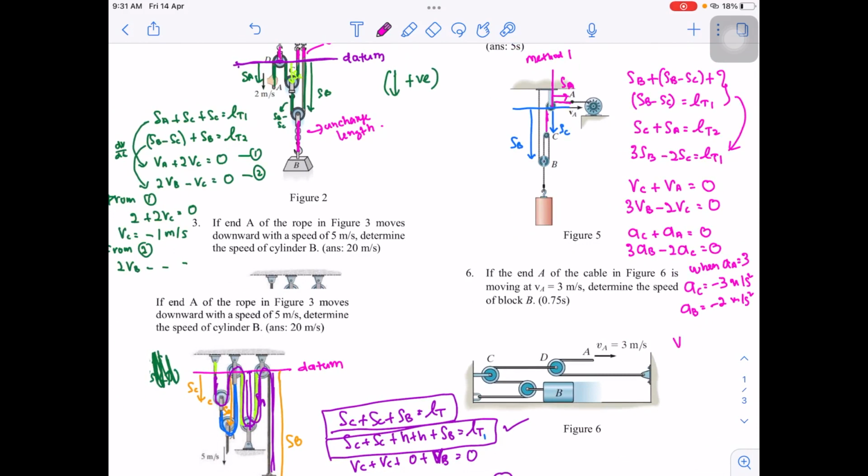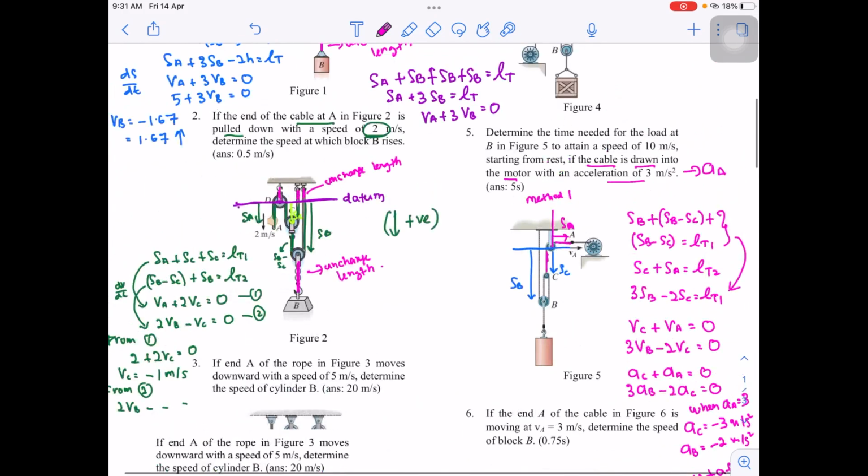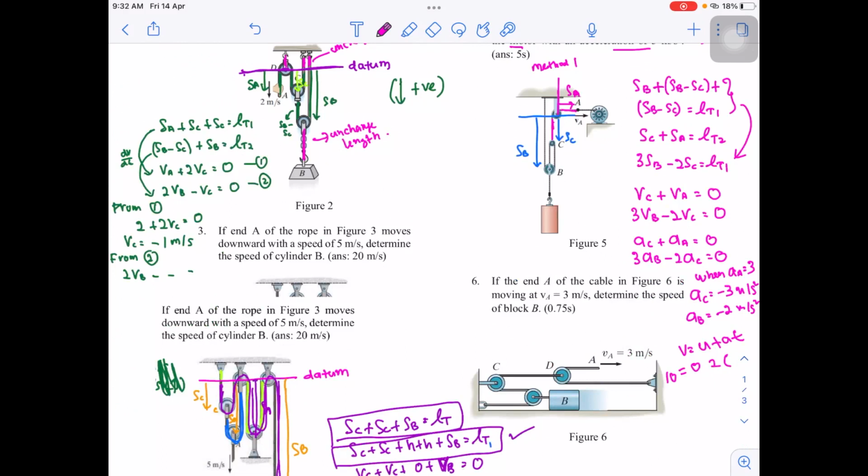V is equals to U plus AT. Gunakan equation yang ini. Okay, so V is equals to U start from 0. So you ada 2 times dengan V is 10 kan? 10. Okay, 10. So T.